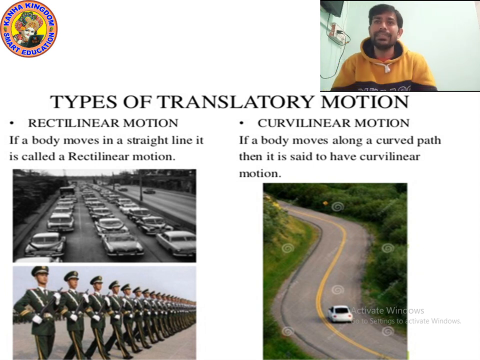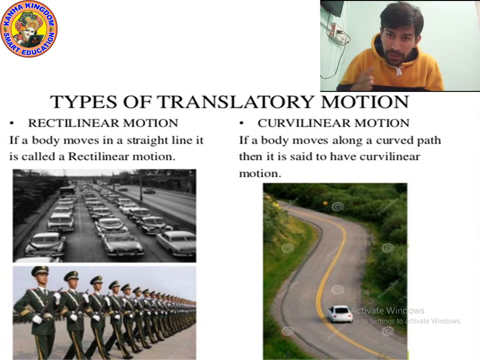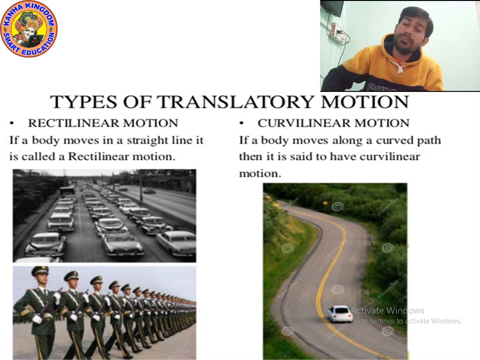As you can see the road, can you see the road? On the road, a car is moving. The road is in a curve shape, just like a snake. So the motion of a car on a curved path is curvilinear motion. The motion of a snake is also curvilinear motion. The motion of an earthworm is also curvilinear motion. These are examples of curvilinear motion.